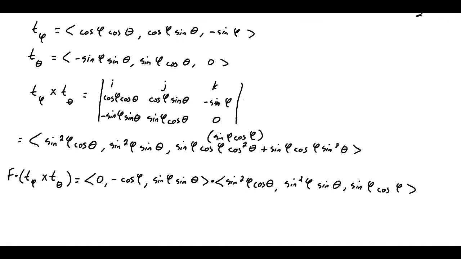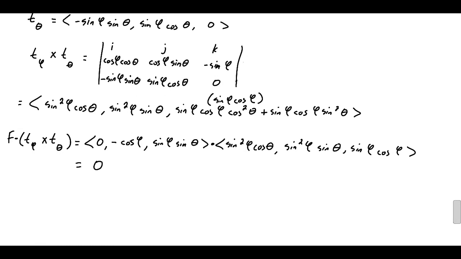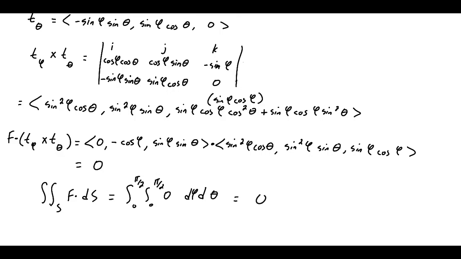All right, when we find the dot product of this, interestingly enough, it's equal to 0. A little bit anticlimactic. So the double integral over the surface S of F dot dS is the integral from 0 to pi over 2 with respect to theta of the integral from 0 to pi over 2 with respect to phi of the function 0, which will be equal to 0.